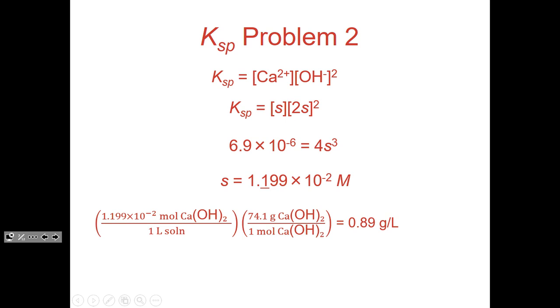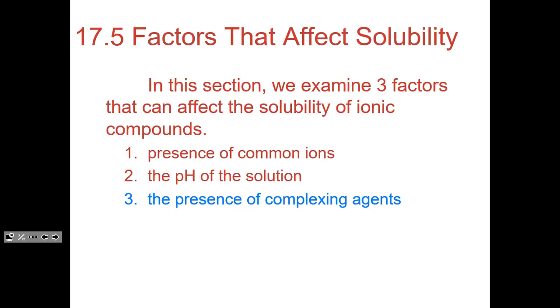Now, it asks for solubility, which would be grams per liter. So all we do is take our molar solubility and convert it into grams per liter using the molar mass and dimensional analysis. So in this case, to 2 sig figs, we end up with a solubility of 0.89 grams per liter if our molar solubility was 1.2 times 10 to the negative second molar. So that's the relationship between solubility and the concentration of the ions, the KSP, as well as the solubility.